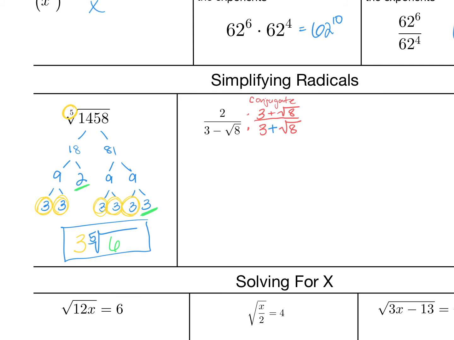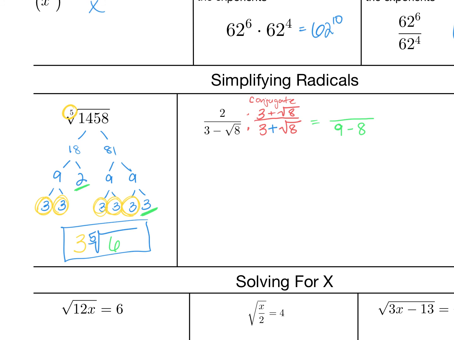Now, when I do this, we have special rules for multiplying binomials with different signs. It is the first term squared, which is 9, minus the second term squared, which is 8. Pretty much that square root just gets rid of itself whenever they multiply together.